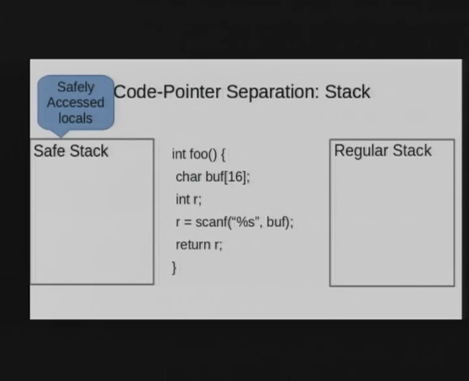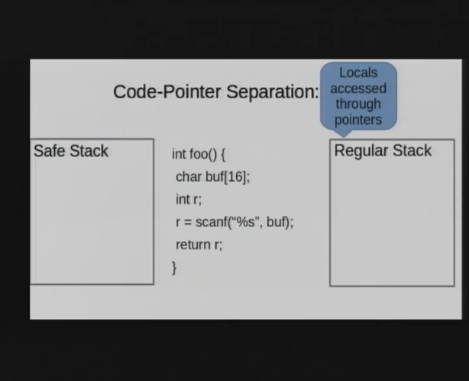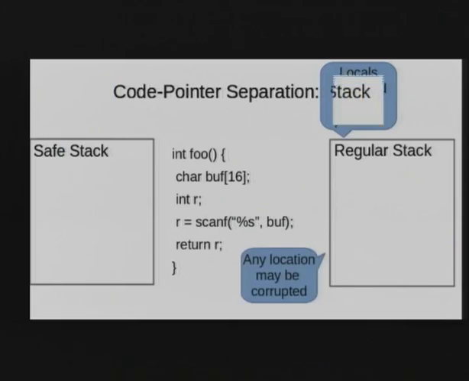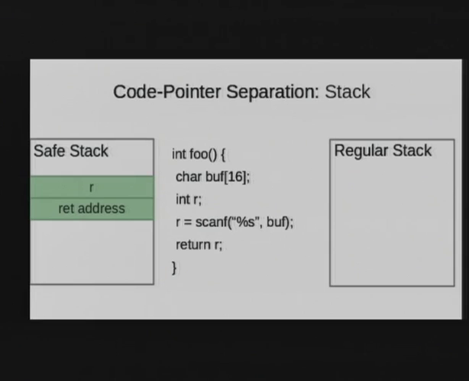So everything that's accessed safely, or that we can prove in our compiler pass is safe, is pushed to the safe stack. And anything else, like anything that uses weird pointer accesses or that we cannot prove is safe, is pushed to the regular stack. We don't give any guarantees whatsoever for data on the regular stack. So any array might corrupt any other array. For the sample program that we're looking at here, the safe variables are R and the return address, the code pointer, and the unsafe variable is the buffer itself, because there could actually be a buffer overflow happening.